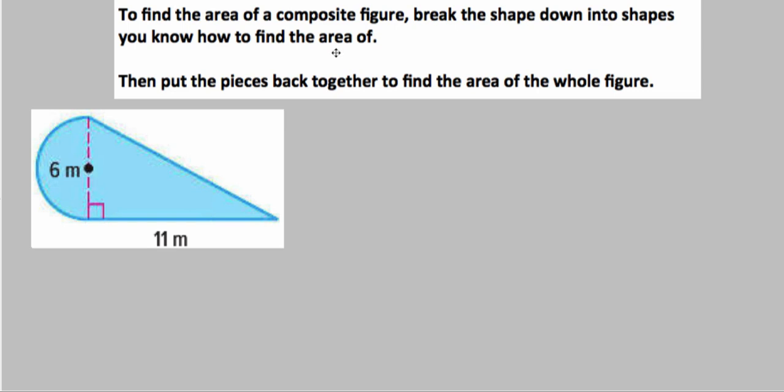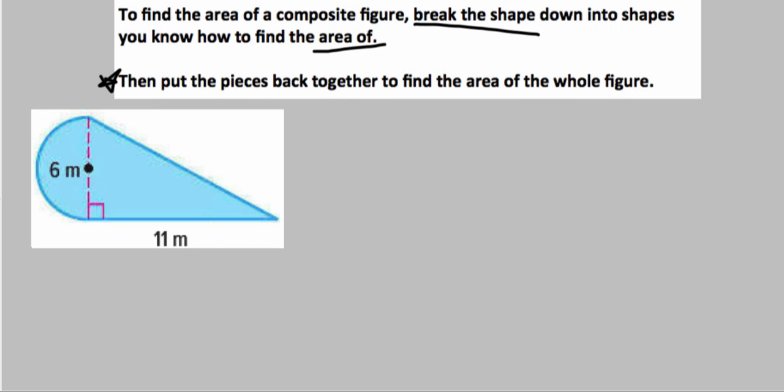So the big idea is that to find the area of a composite figure, or kind of a big ugly figure that's made up of lots of parts, we're going to break it down into pieces, into things that we know how to find the area of. So think rectangles, triangles, parallelograms, trapezoids. Then we put those pieces back together. We add those individual areas back together in order to find the area of the whole shape.